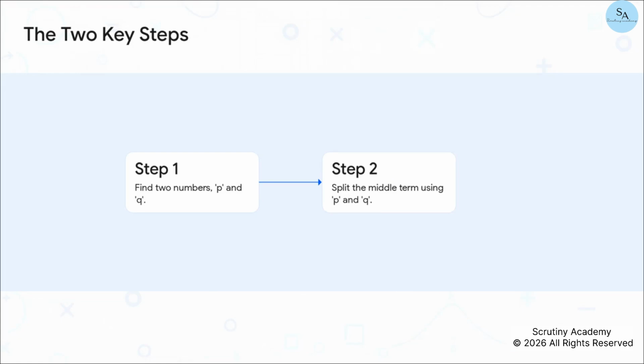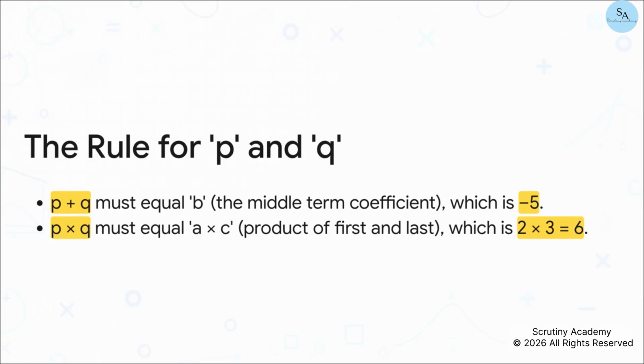The entire method really just boils down to these 2 simple steps. First, we have to find 2, let's call them magic numbers, p and q. And second, we're going to use those numbers to split the middle term of our equation. That's it. Now, pay close attention. This is the most crucial part.